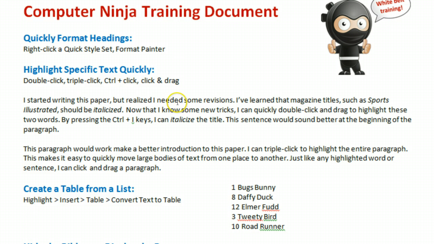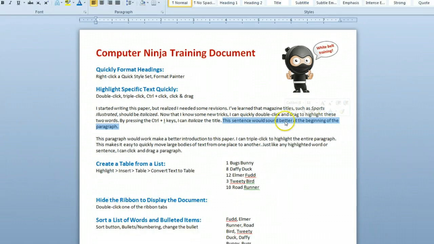Well, my last thing says this sentence would sound better at the beginning of the paragraph. So I want to move this sentence all the way up to the front here. You could do this a few different ways. Again, I'm going to highlight that whole sentence, so we're going to use our shortcut that we learned. We're going to hold down the Control key, click anywhere in the middle of the sentence, and then that whole sentence will become highlighted. Once it becomes highlighted, I have some options here.